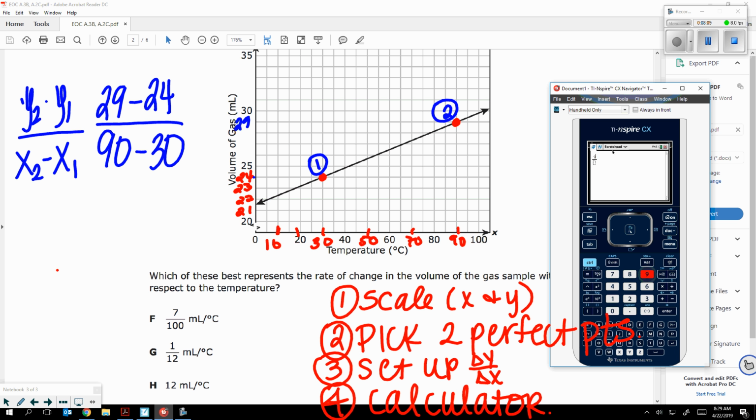So 29 minus 24 and 90 minus 30. Enter. What do I get? 1 over 12, which is answer choice D. Questions on that one? Okay, quite a couple steps, but we'll always get you the right answer. Okay, next one.